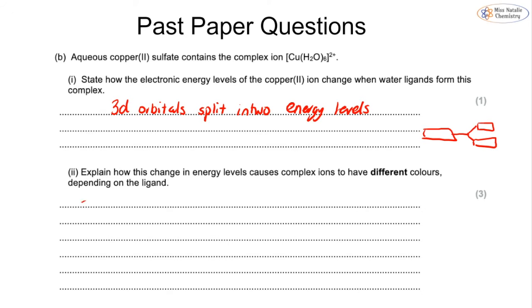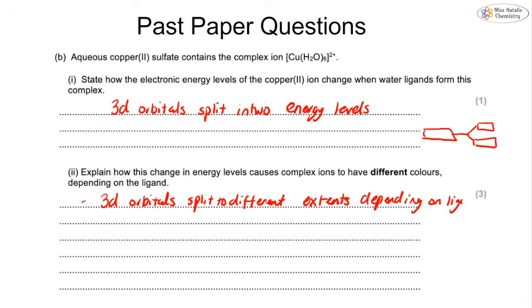The first point being the 3D orbitals split differently, or they split to different extents depending on the ligand. So it's not that we get 2 on top and 3 on the bottom, or 3 on top and 2 on the bottom. It's that that difference in the energy levels will change depending on what ligand it is.